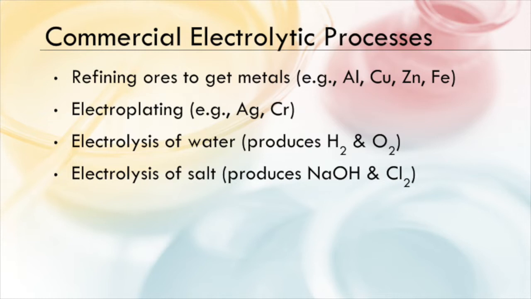Recall that an electrolytic cell is the process of using electricity to drive an otherwise non-spontaneous chemical change. This is used to force an unfavorable reaction for many useful applications, including refining ores, electroplating, production of hydrogen and oxygen gas from the electrolysis of water, and also the production of chlorine and sodium hydroxide from the electrolysis of salt.